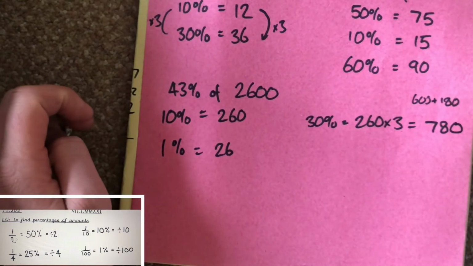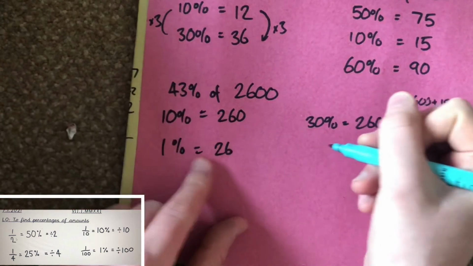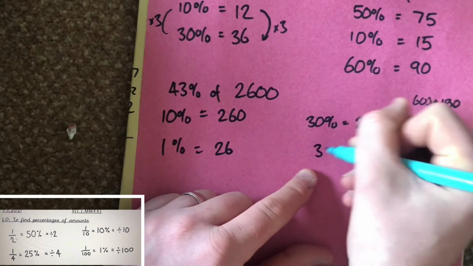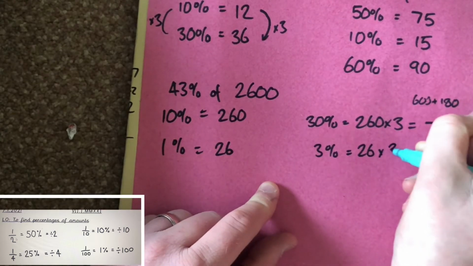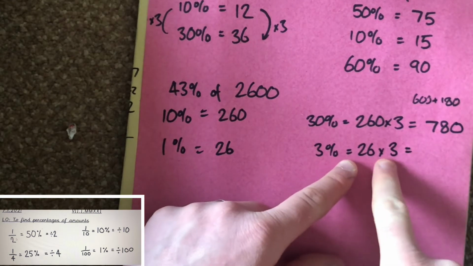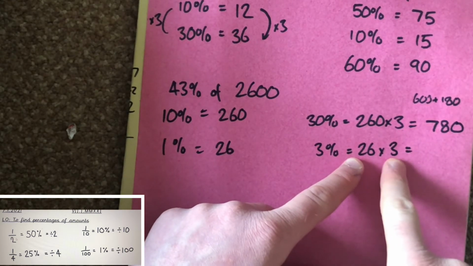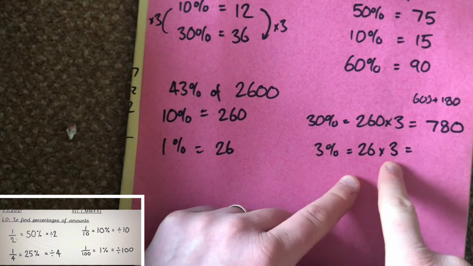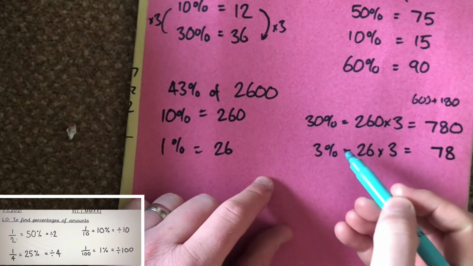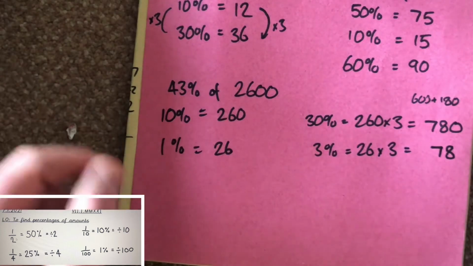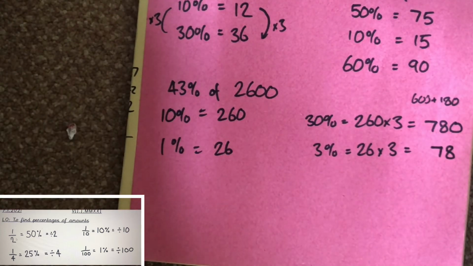So 30% is going to be 780. Then, I know that 1% is 26. I'm trying to find 3%. So 3% is going to be that 26 times by 3. Well, 20 times 3 is 60. 6 times 3 is 18, put them together, 78. And then that will tell me, oh, who can spot the mistake that I've made? Anybody? I can't hear. You are right.